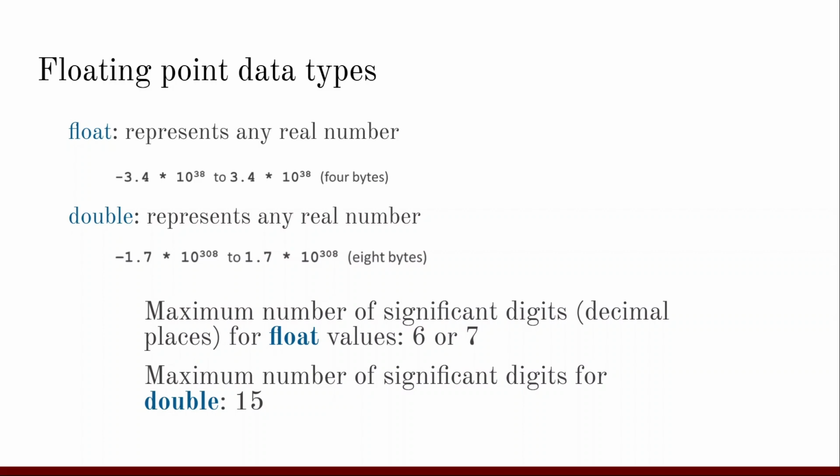All right, so we have the float data type. The difference is that float takes 4 bytes, and double takes 8 bytes in memory. The maximum number of significant digits, decimal places, for float values is 6 or 7, and the maximum number of significant digits for double is 15. We will see this example in a few minutes; we have actually already studied it, but let's see it one more time.